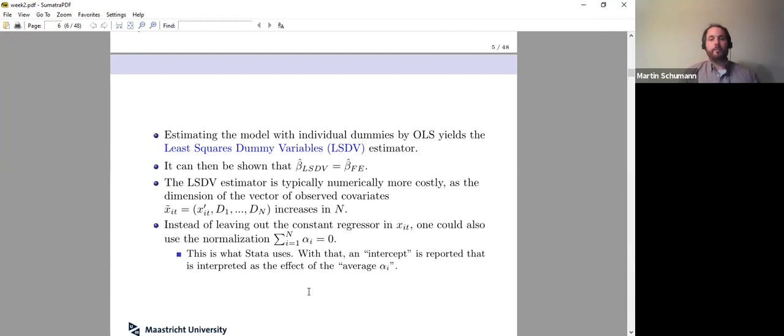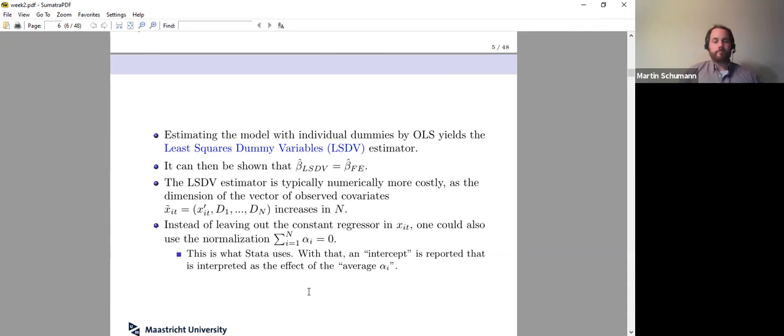Now, if you simply use OLS and you put individual dummies into your regression, it can be shown that this least squares dummy variables estimator is numerically exactly the same as the fixed effects estimator. However, typically nowadays you would prefer the fixed effects estimator because these dummy variables increase the dimension of the vector of observed covariates, and therefore computing the LSDV is numerically more costly as compared to the fixed effects estimator if you have many individuals, which is typically the case in microeconomic panels.